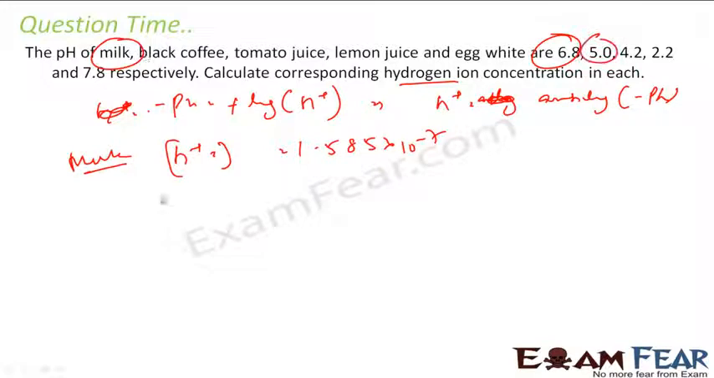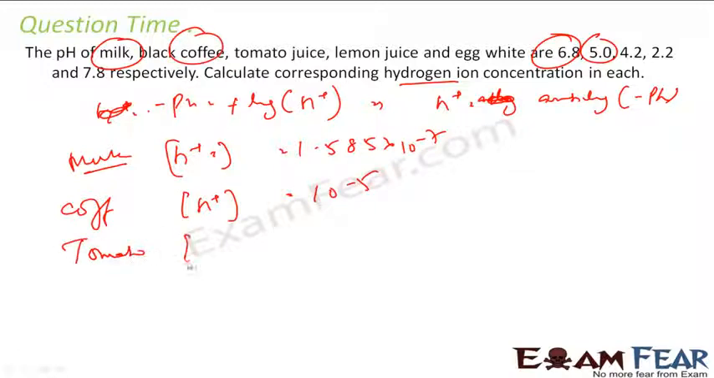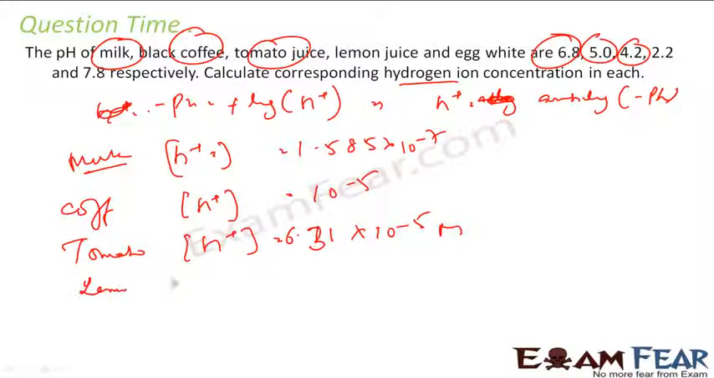Similarly for black coffee, pH 5. So this H⁺ ion will be anti-log of minus 5. That is nothing but 10^-5. Done. For tomato juice, H⁺ will be what? Anti-log of minus 4.2. Nothing but 6.31 × 10^-5. Similarly, lemon juice, H⁺ will be what? Anti-log of minus 2.2, which is 6.31 × 10^-3.